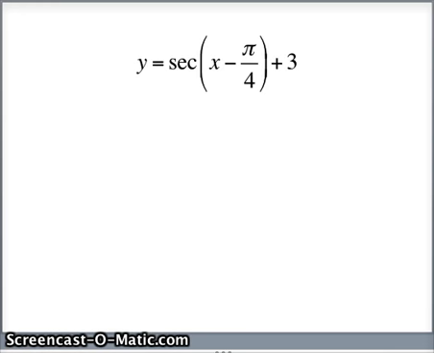Let's do one more here. What if I have y equals the secant of x minus pi over 4 plus 3? Let's first go ahead and graph y equals sec x. But how are we going to get that? We're going to do cos x and then go peak to asymptote. So let's quickly do that.